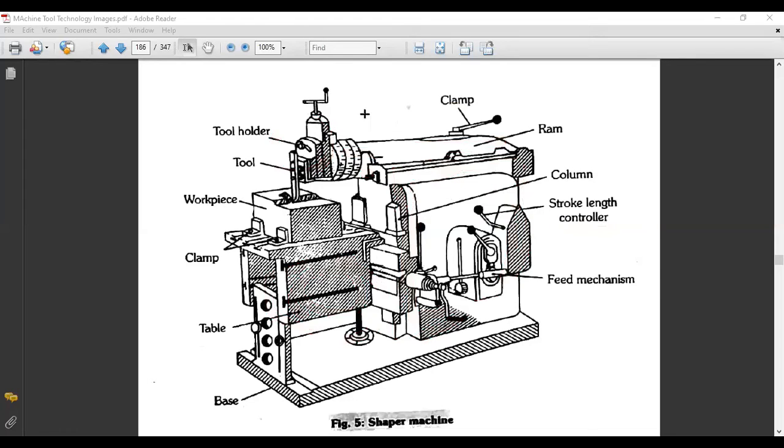The ram motion is always in this direction, and the workpiece movement, the feed, is generally in this direction. Okay. So the feed of the workpiece will be decided by the feed mechanism.